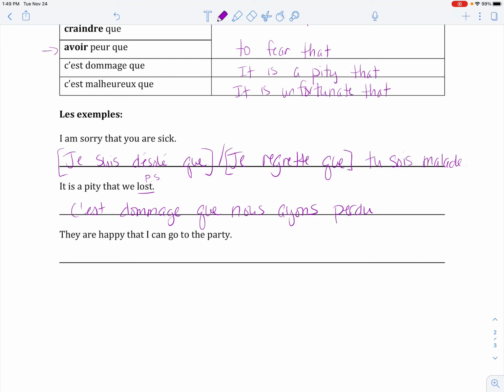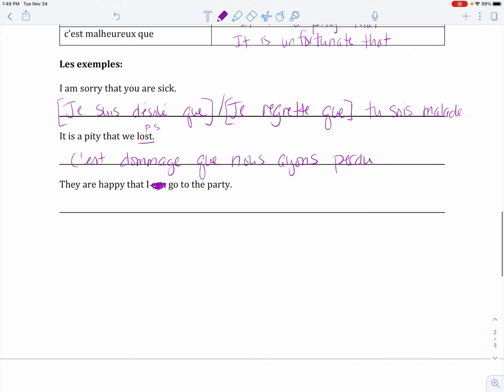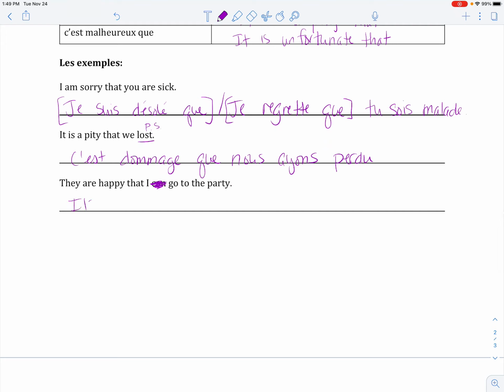And they are happy that I can go to the party. That's a mistake because we haven't seen the verb pouvoir yet. So they're happy that I go to the party. Sounds awkward in English, but it's going to work okay in French. So they are happy. Ils sont. We can use content or heureux. I'm going to use heureux just to point out that, like surpris ending in an S, heureux and furieux ending in an X for the masculine plural will not change. We don't add an S to them. So ils sont heureux que, that I go, que j'aille à la fête.